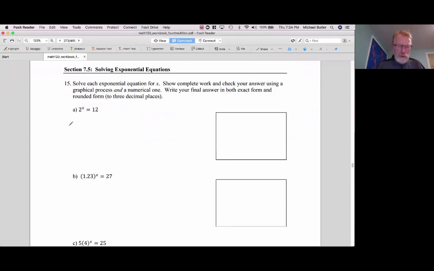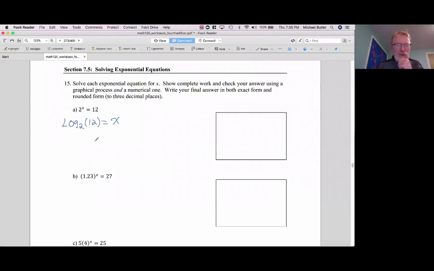Okay, so let's do the algebraic approach first. We need to solve for x. The way to do that is to rewrite this as a logarithmic equation. That says the exponent on a base 2 that gets me 12 is equal to x. So that's the whole thing from the last module about being able to convert back and forth between logarithms and exponentials. If you're given an exponential, you should be able to turn it into a logarithm. If you're given a logarithm, you should be able to turn it into an exponential. Okay, so far so good.